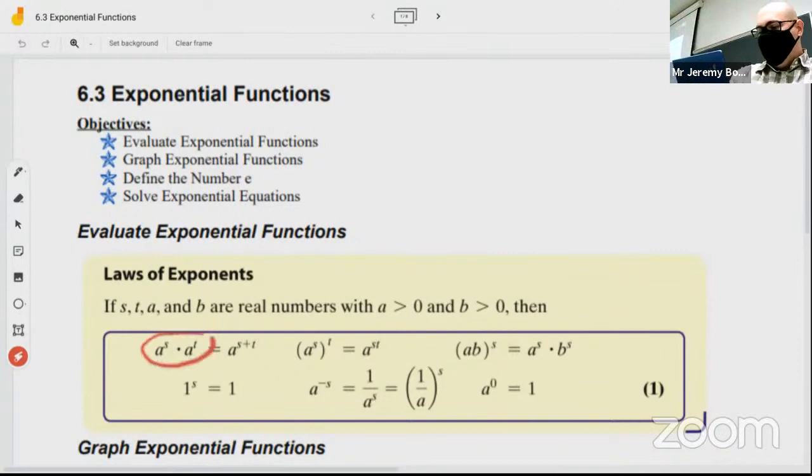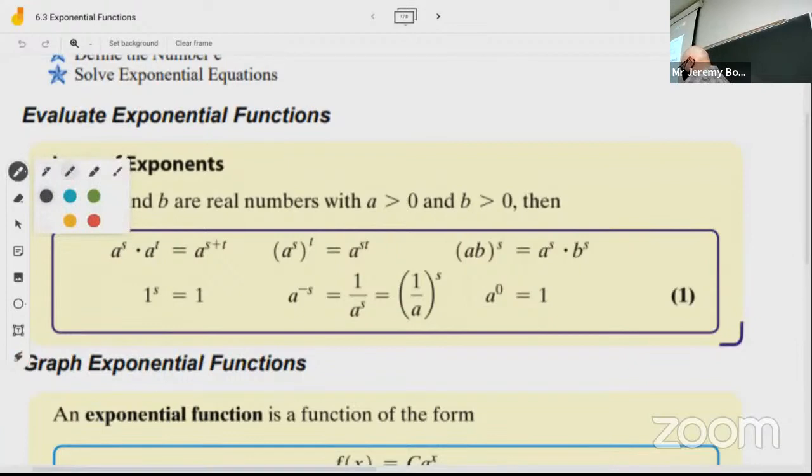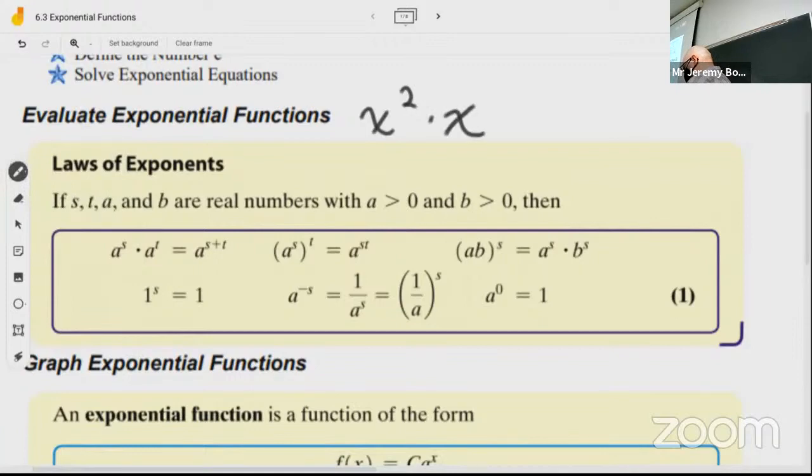If you have A raised to the S times A raised to the T, what do you do with those exponents? Anybody know? It's on there. You're going to add them together. So you're going to have A raised to the S plus T. Just like if you had x squared times x to the third. What do you do when you multiply those together? You add that up to be x to the fifth. Same concept.